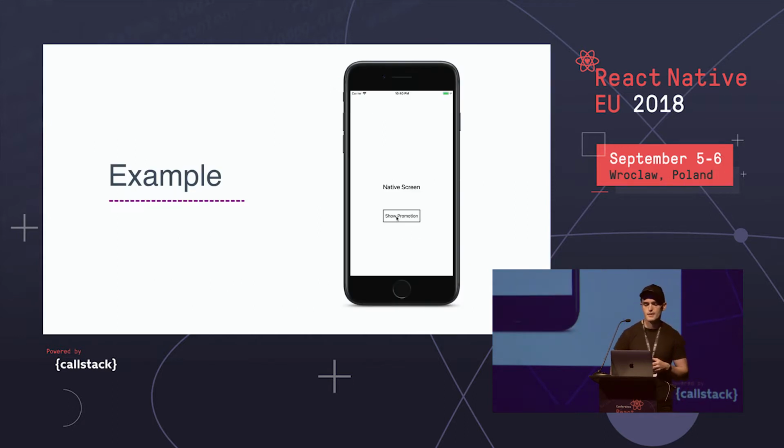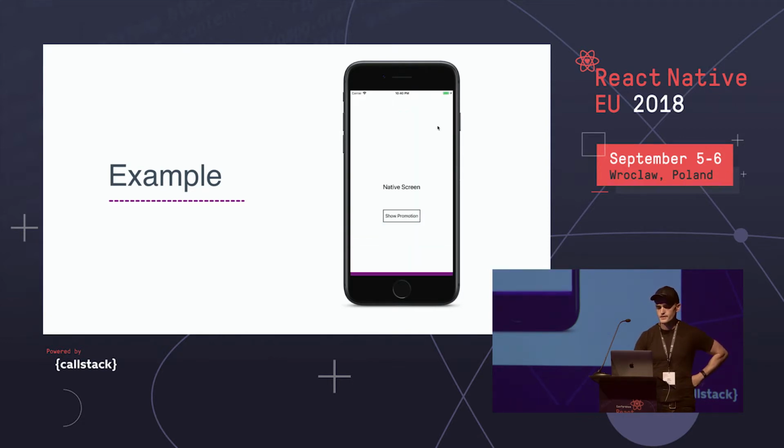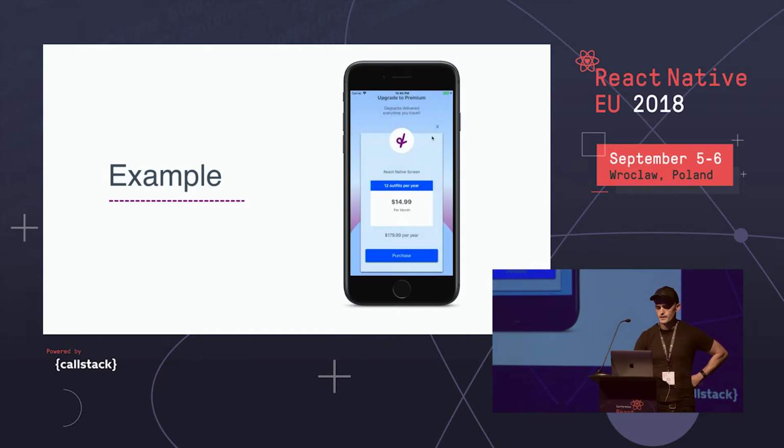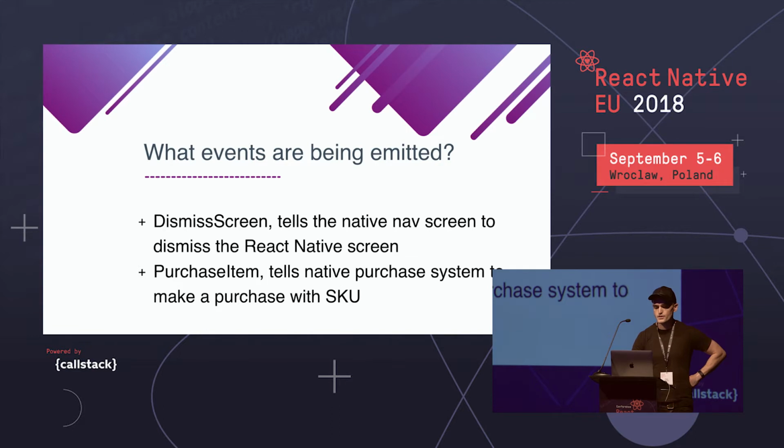Let's go back to our example again and enumerate the events that are actually taking place here. Clicking the Close button triggers an event. Clicking the Purchase button, that's also triggering an event. So what events are being emitted? Dismiss screen tells the native navigation system, the system that exists outside of React Native, to dismiss the screen hosting the React Native integration. And Purchase item tells the native purchase system to make a purchase with the SKU that we pass over the bridge.